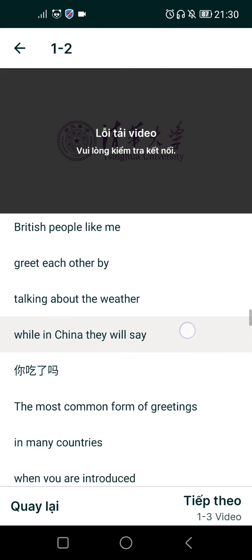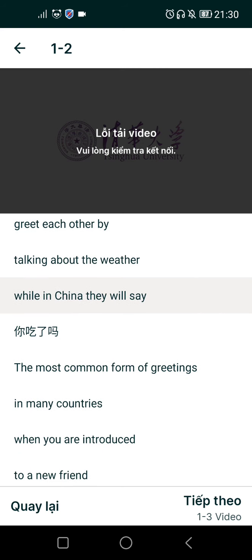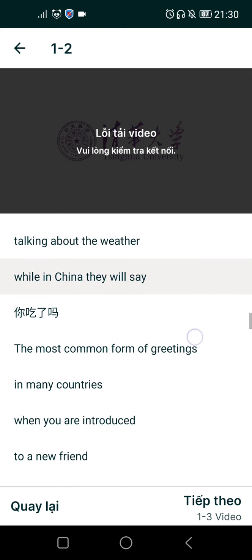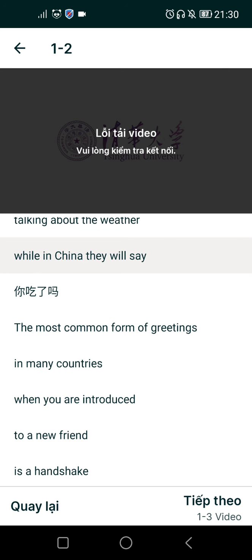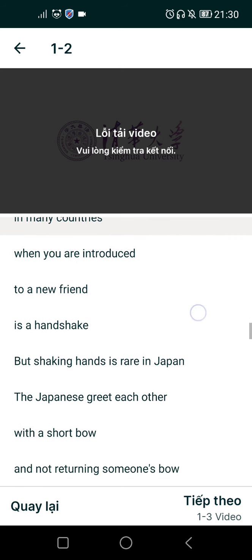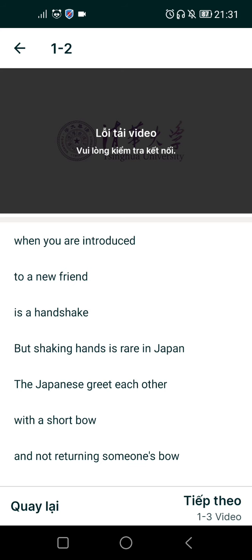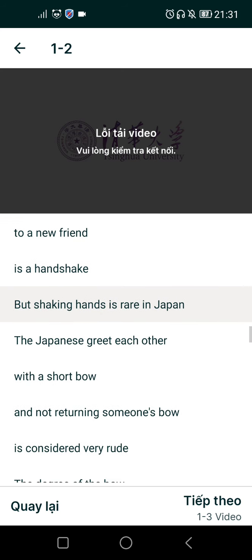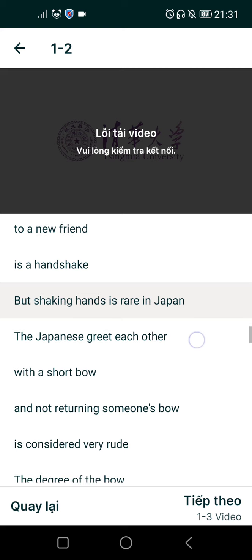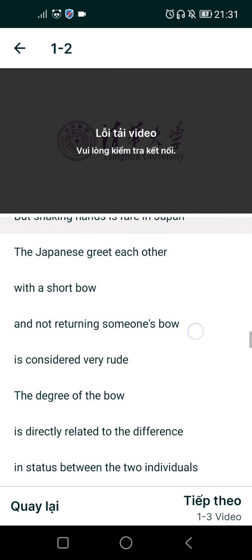For example, British people like me greet each other by talking about the weather, while in China they will say 你去了吗? The most common form of greeting in many countries when you are introduced to a new friend is a handshake. But shaking hands is rare in Japan. The Japanese greet each other with a short bow, and not returning someone's bow is considered very rude.